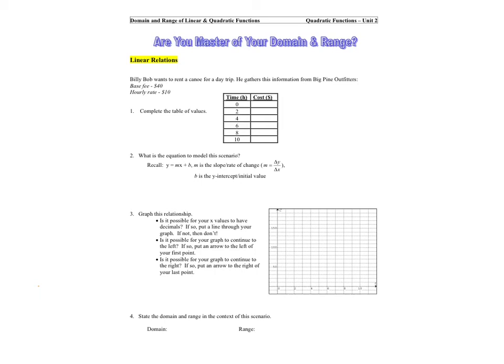Hello, this video is going to take you through how to find the domain and range of either a linear or a quadratic relationship when it's involved in a word problem. So let's start with a linear relationship.